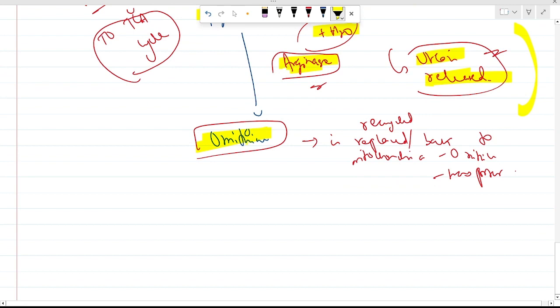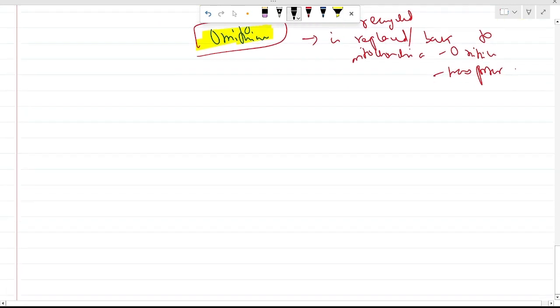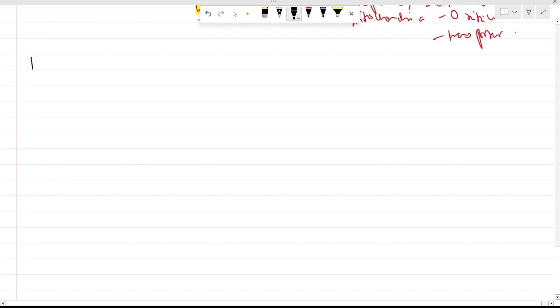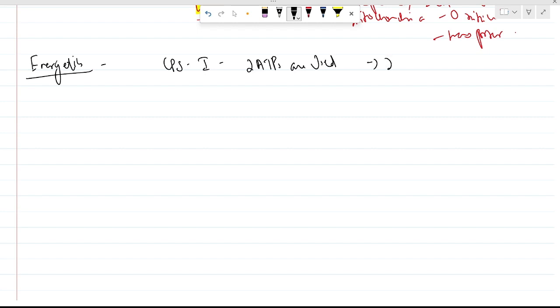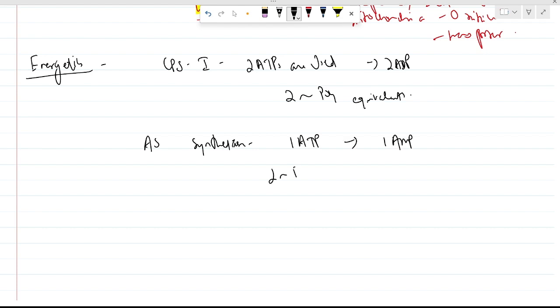Moving on, we will see the energetics. There is a reaction in the body, so energetics will also be involved here. First is our carbamyl phosphate synthetase 1. We have seen 2 ATPs are used, nearly 2 phosphate equivalents. Now coming to the argininosuccinate synthetase enzyme, 1 ATP is used to 1 AMP. Here also nearly 2 phosphate equivalents are used.